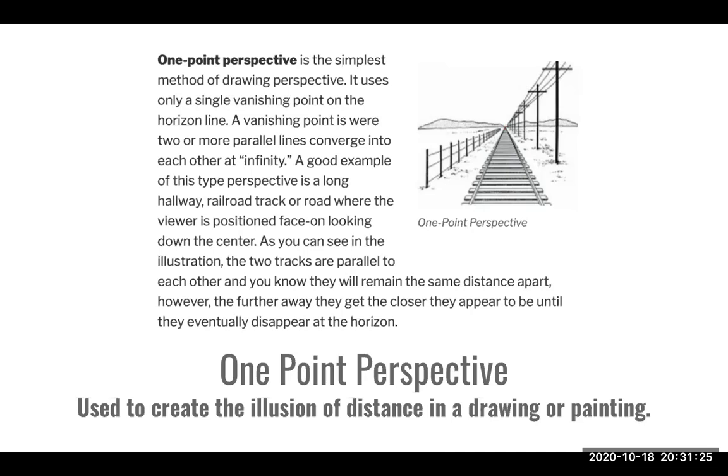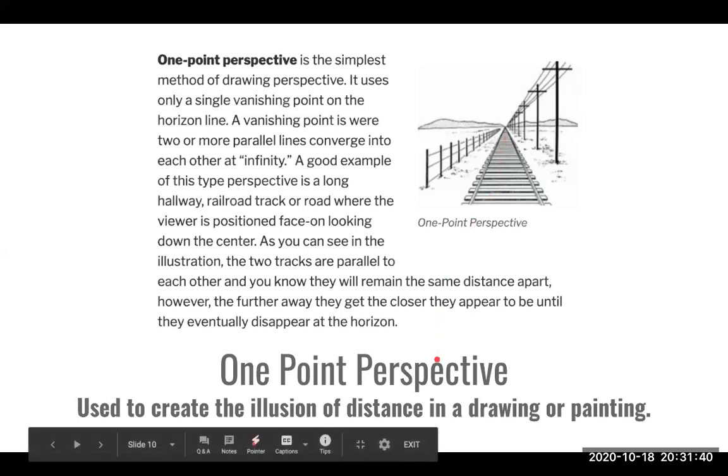As you can see in the illustration, the two tracks are parallel to each other, and you know that they will remain the same distance apart. However, the further away they get, the closer they appear to be until they eventually disappear. So 1-point perspective is used to create the illusion of distance in a drawing or painting.